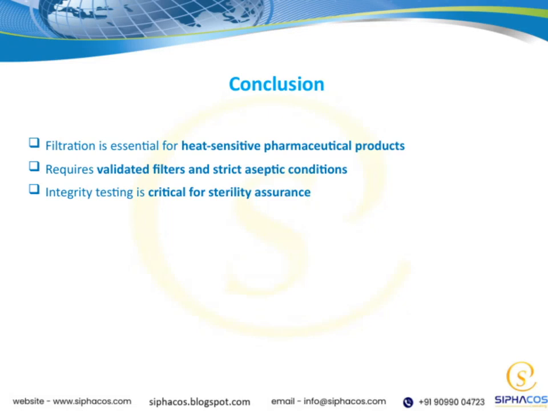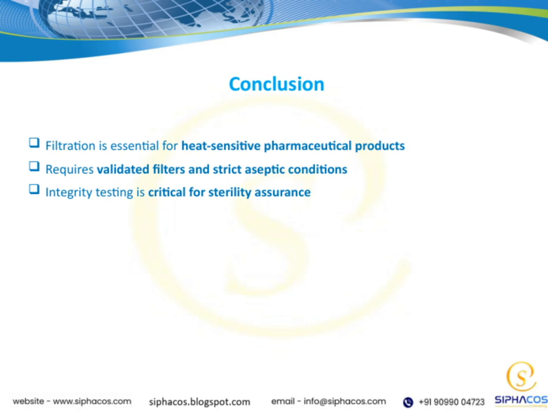In conclusion, the importance of filtration in pharmaceutical manufacturing cannot be overstated, especially when it comes to heat-sensitive products. These products require careful handling to maintain their integrity and efficacy, which is why using validated filters is absolutely crucial. Validated filters ensure that we are consistently removing contaminants without compromising the product's quality. Moreover, maintaining strict aseptic conditions throughout the process is essential to prevent any microbial contamination. This isn't just a best practice, it's a requirement to safeguard patient safety and comply with regulatory standards.